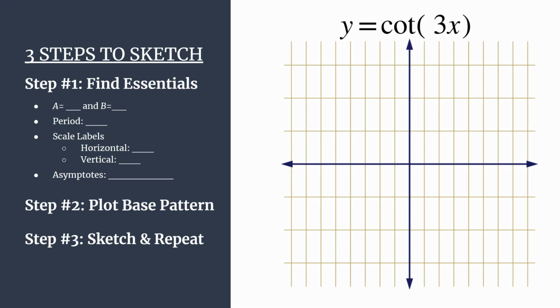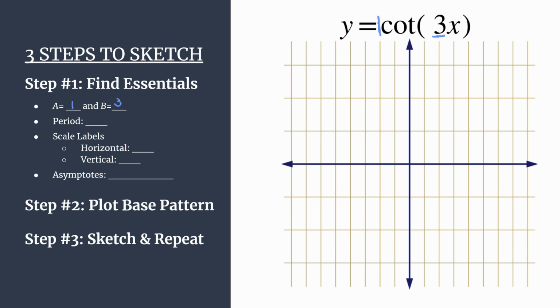So our first step is to find our essentials. We need to identify a and b here. So a, recall, is the coefficient in front of the cotangent function. Here that's an understood 1. So that's going to help us identify the y-coordinate for our curve setting points in step 2 in that base pattern. B is the coefficient in front of x.